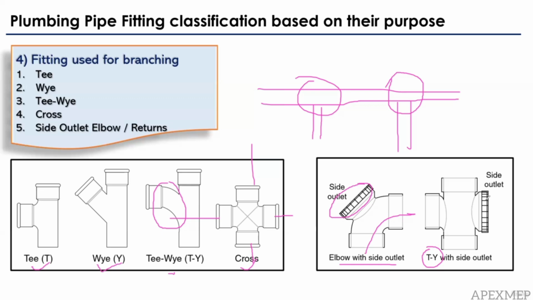Mostly where we have the shafts, in the shaft we give some access panels. So in the case where we have the access panel there, you can give this T with the side outlet, just for the cleaning or the maintenance purpose.